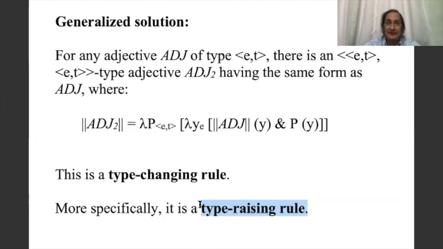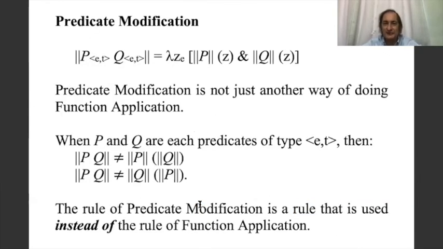Okay, so that's the end of our first solution for what to do in order to put the word black together with the word dog. We promised the second solution. The second solution was to add a new rule. They kept their type simple. We don't change the type of black. We don't change the type of dog. We keep them both as type et, but we give a new rule for putting them together.